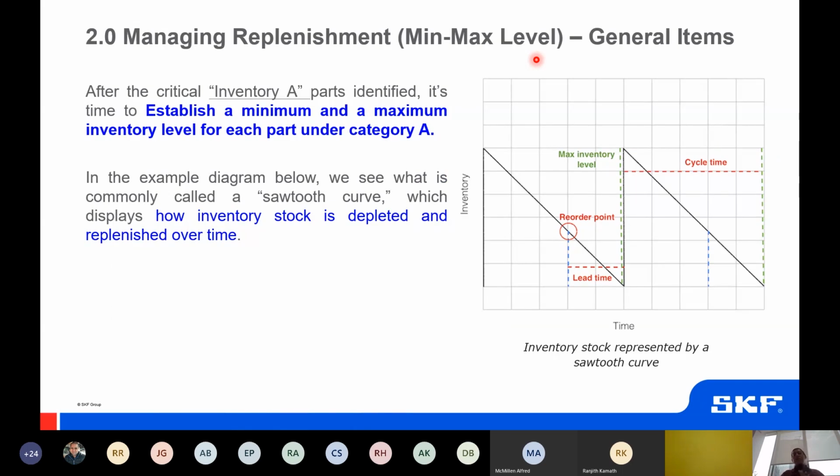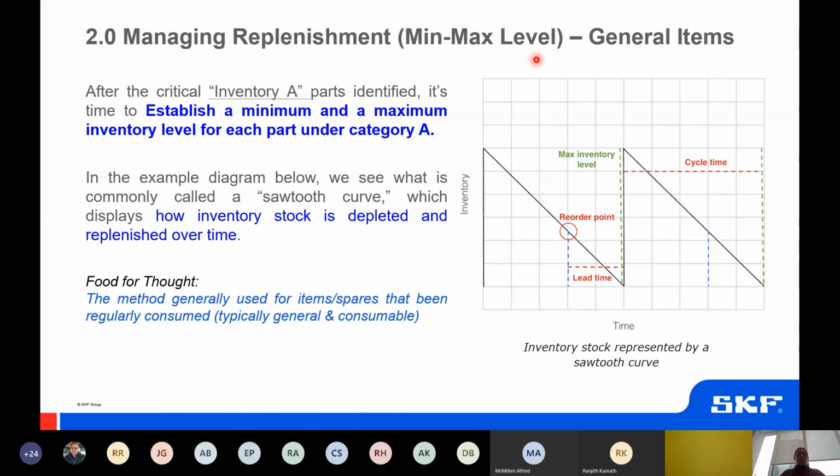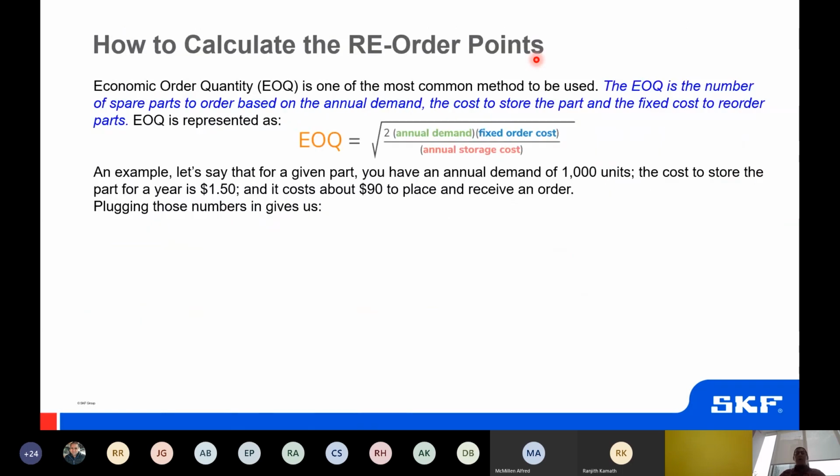Okay, once you establish the ABC or XYZ classification, or you understand which area and which spare part classification you need to focus on, then we may go for the reorder point, or set up the min max, specifically for the inventory, at least for the inventory under category A. So one of the simple calculations that you may use is the EOQ, which is the square root of 2 times annual demand multiplied by your fixed order cost divided by annual storage cost.